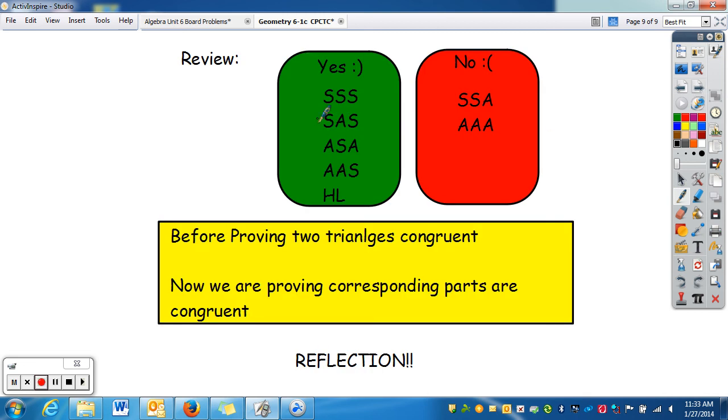To review, remember the ways that we have to prove triangles are congruent. Before we were just proving two triangles congruent, now we're proving corresponding parts congruent. It is usually just one more step. Sometimes it may be two more depending on what you're trying to prove, but usually it's just one more step than what we were doing before.